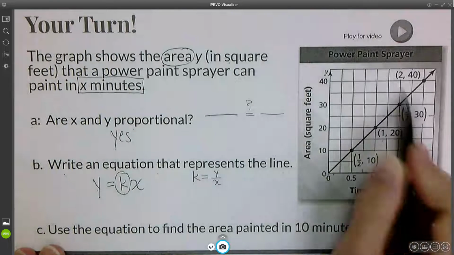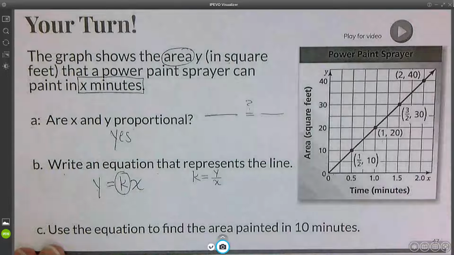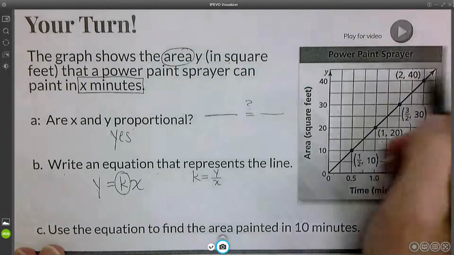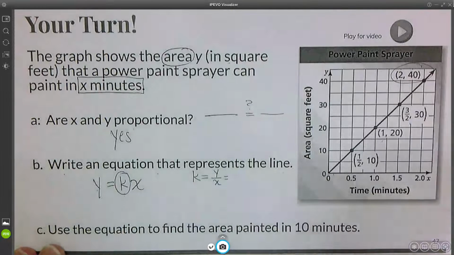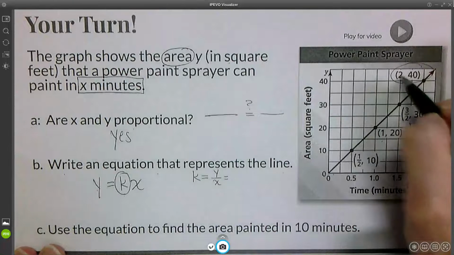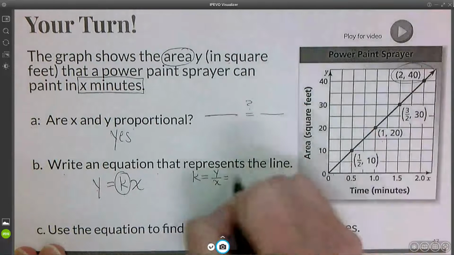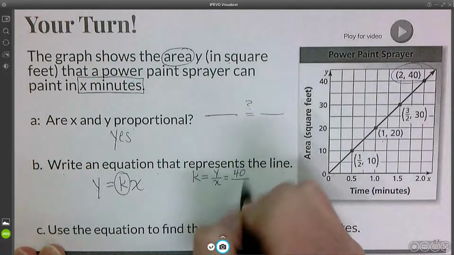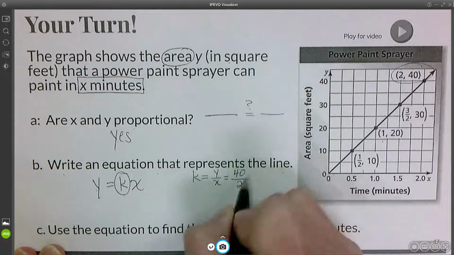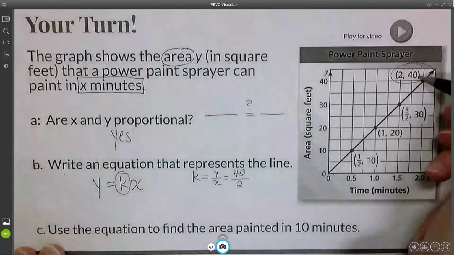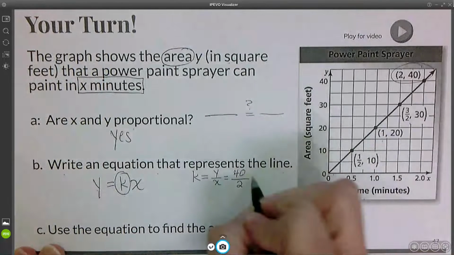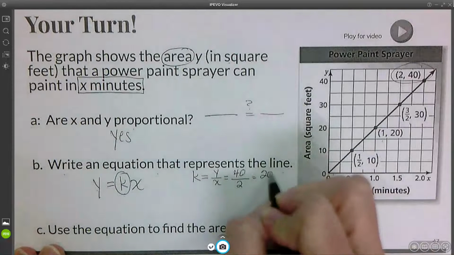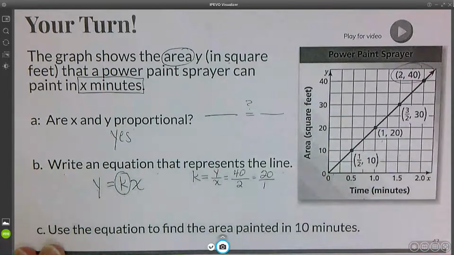So I have 4 choices here. I'm probably going to stay away from the ones that have fractions in them if at all possible. And this one jumps out at me. So I'm going to go ahead and put my y coordinate, and it's always x comma y. So this is y, 40 over x, which is 2. So that means 40 feet are covered in 2 minutes, because those are my x and y coordinates. And if I simplify that, I get 20 over 1, which is the same as just 20.